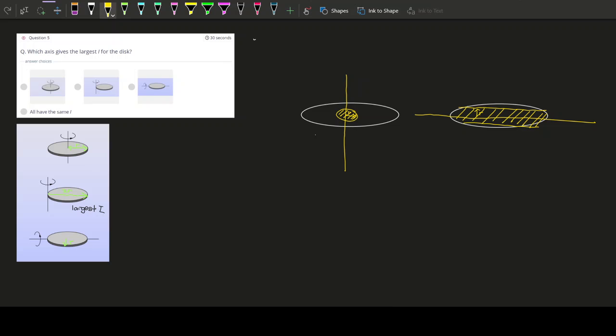So if much more mass is near the axis of rotation, this one will have a lower or smaller moment of inertia. So we can conclude that this one will have the smallest moment of inertia, whereas this one will be somewhere in the middle, moderate inertia. So with that said, we can conclude this question. The largest moment of inertia will be this, where the axis of rotation is at the circumference. This one is at the center, this one is another kind of axis. So this here will be our answer.